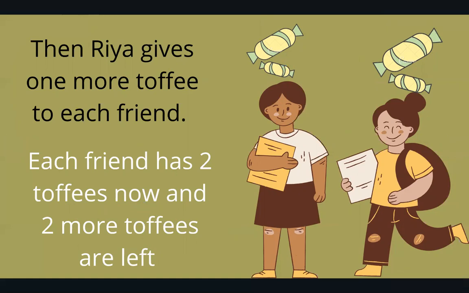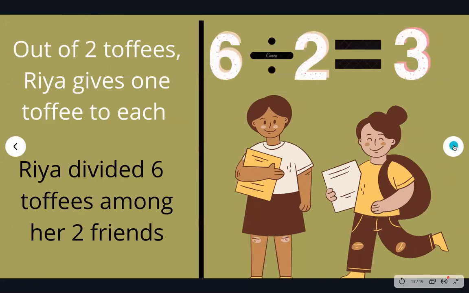Let's find out how she is going to distribute these toffees equally. Out of two toffees, Ria gives one toffee to each of her friends. She will give one toffee to her and one toffee to her. So what Ria did here, she divided these 6 toffees among her two friends. There were a total of 6 toffees and she divided it by 2 because there were two friends. So what we get here is 3. 6 divided by 2 is 3, or we can check our answer by multiplying.